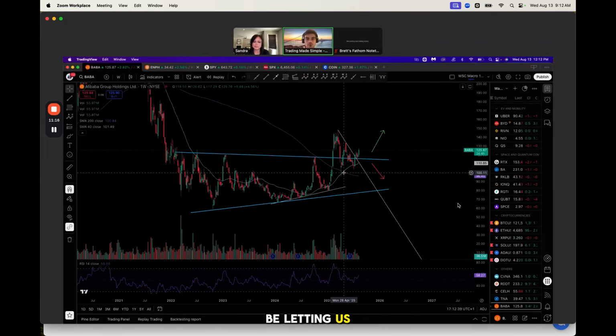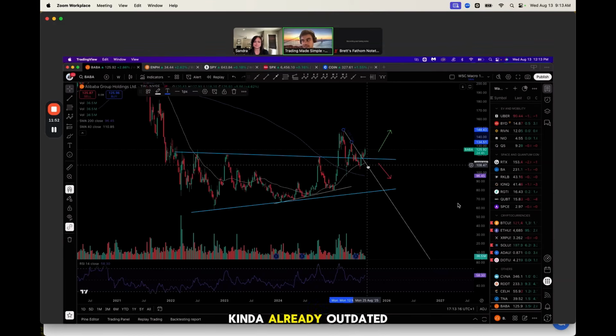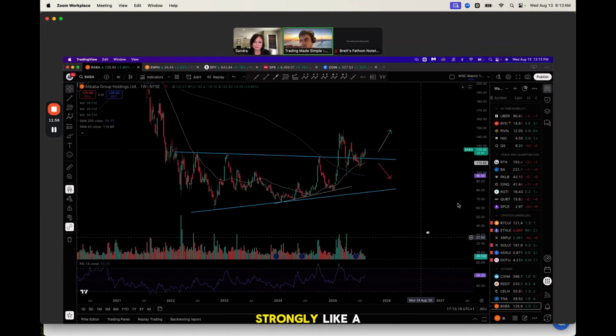So that would be letting us know that BABA on the weekly chart is starting to build a good bull case here. Also, we are bouncing from that 200-day moving average, 40-week moving average. It's the same. We can see once we crossed it, first bounce on the 40-week moving average, second bounce, third bounce. So we are currently using that 40-week moving average, 200 daily moving average as support. So on the charts, this looks like a buy setup. This one is already outdated, and it's looking strongly like a buy setup.